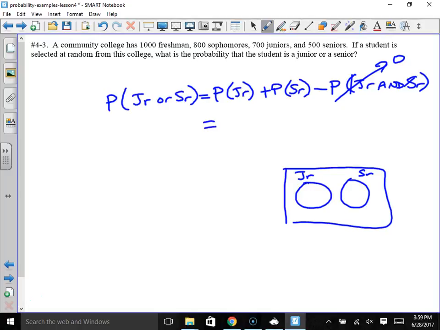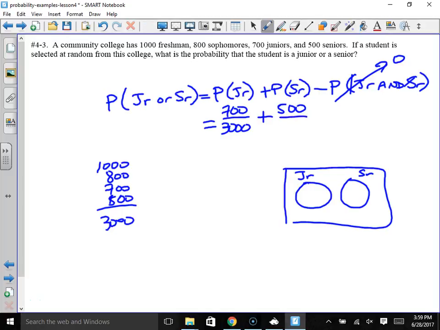So what would the probabilities be? Well, the junior probability would be 700 out of, well, we have to figure out how many students there are total. There's 1,000 plus 800 plus 700 plus 500, and that is a total of 3,000 students. So 700 out of 3,000 is the probability of a single student being a junior, and then there's 500 seniors out of the 3,000. So that's a total of 1,200 out of 3,000, which turns out to be equal to 0.4.